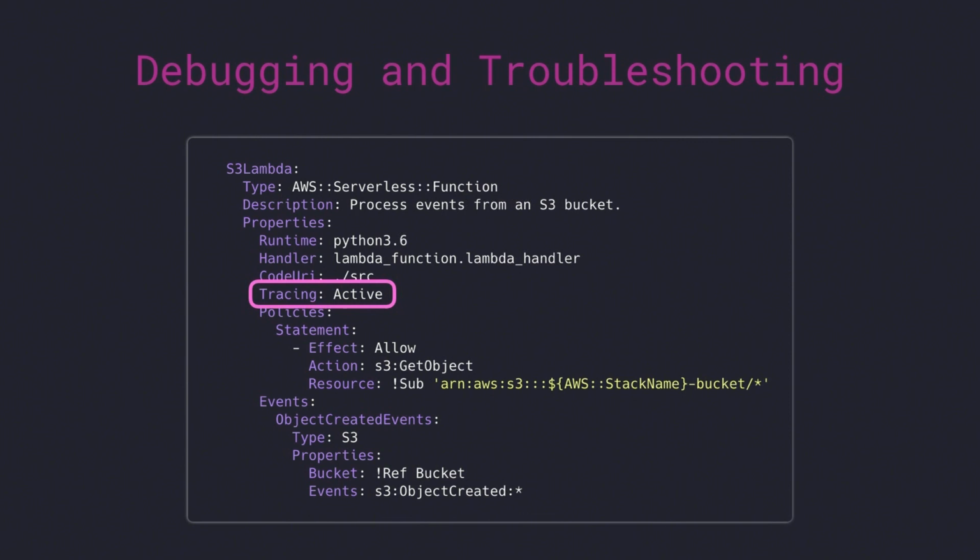If you want to take advantage of this, you have to do two different things. First, there is a tracing key for serverless functions. You just set this to active. There's active and passive, but you generally are going to want to set it to active. This is going to take care of adding to the role for this function the necessary permissions that will allow it to send data to the Xray service.